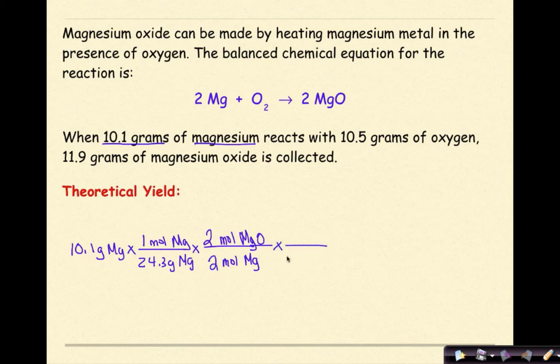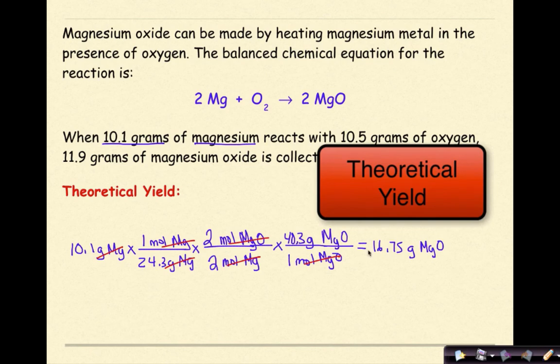And then finally I need to go from moles of MgO to mass of MgO. And again, you always need to pay attention to what the problem is asking. Maybe you don't need to do this step, but in this case I'm going to. So the mass of MgO is around 40.3. And again, before I do my math, I'm going to check my units. Grams, grams, moles, moles, moles of MgO, moles of MgO. I'm left with mass of MgO. And if I work this out, I should get 16.75 grams of MgO. Now remember, this is my theoretical yield.